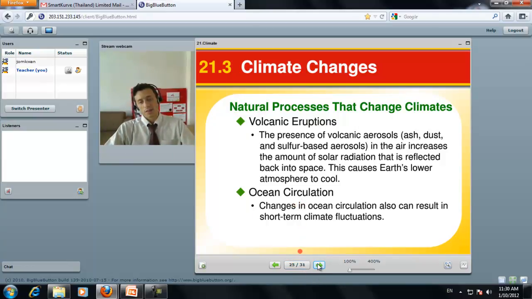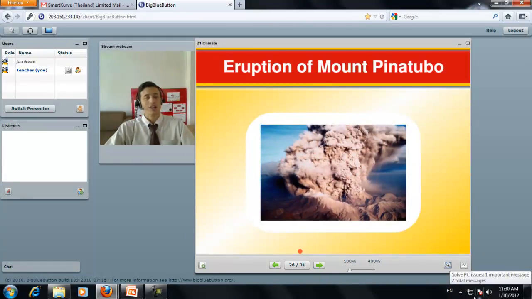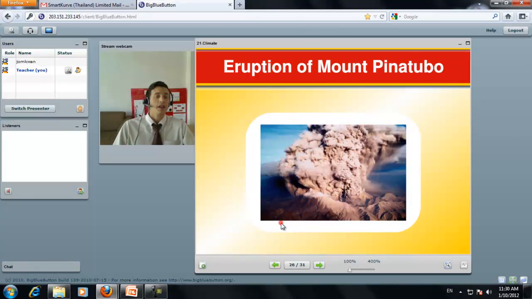First, an example of volcanic eruptions on slide 26. The eruption of Mount Pinatubo in the Philippines. Several years ago, well, I believe it was about 20 years ago, was the biggest eruption of Pinatubo. And all of that ash going into the atmosphere affected weather all around the world. So volcanic eruptions can affect weather.